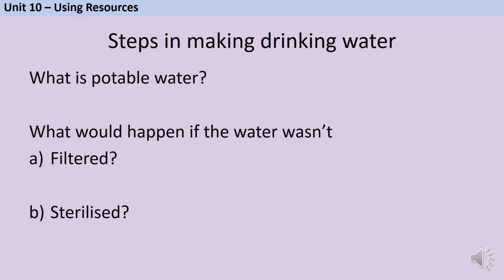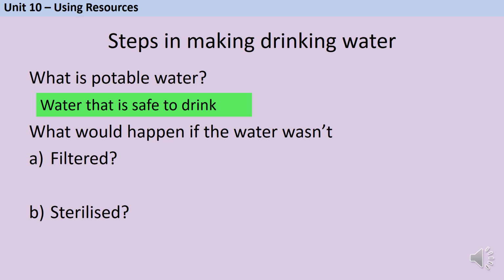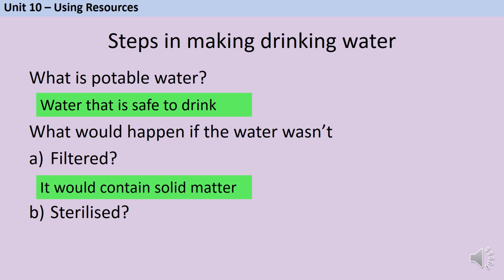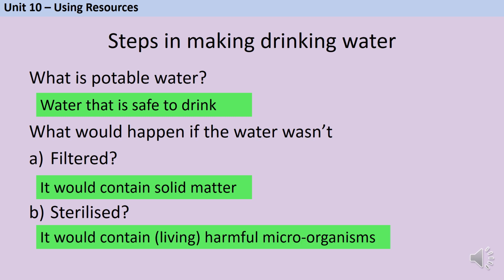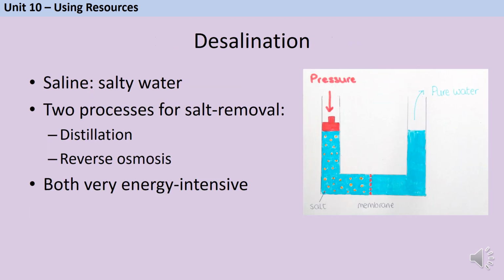So hopefully by now you know that potable water is water that is safe to drink. If the water wasn't filtered, then it would contain solid matter, and if it wasn't sterilised, it would contain harmful microorganisms like pathogens. Now that you can describe how to make potable water from groundwater, we need to think about how we can make it from salt water. There's obviously a huge amount of salt water in the world because we have oceans full of it, but it's actually quite hard to make it into water that's safe to drink.